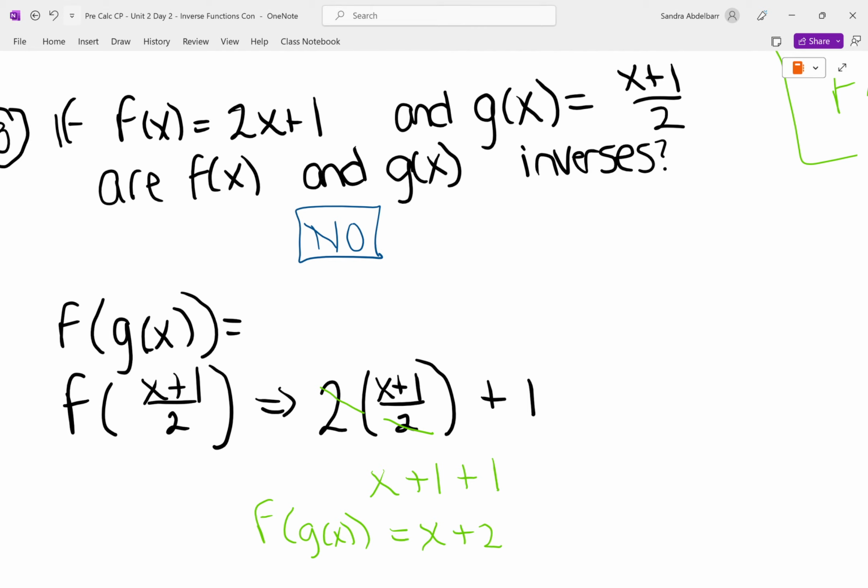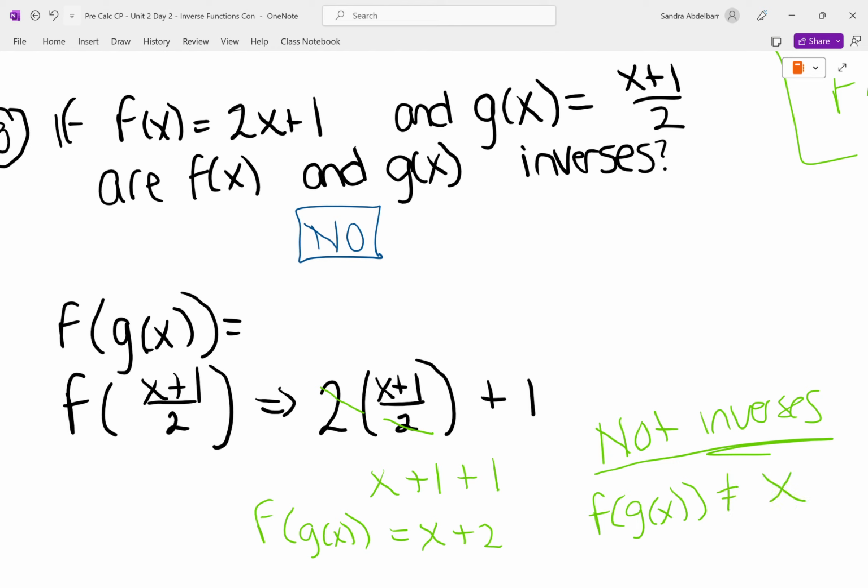Can I stop here? Absolutely, we can stop right here because it wasn't an x. Not inverses. F of g of x does not equal x. Okay, next part.